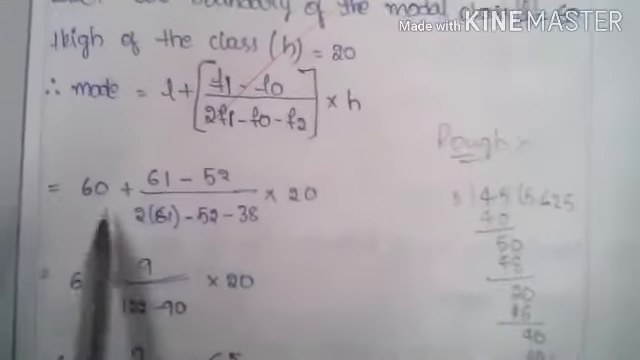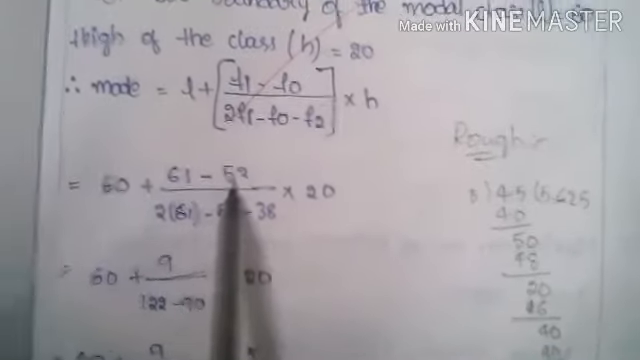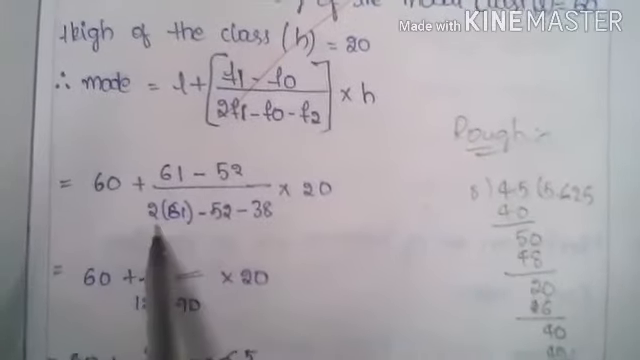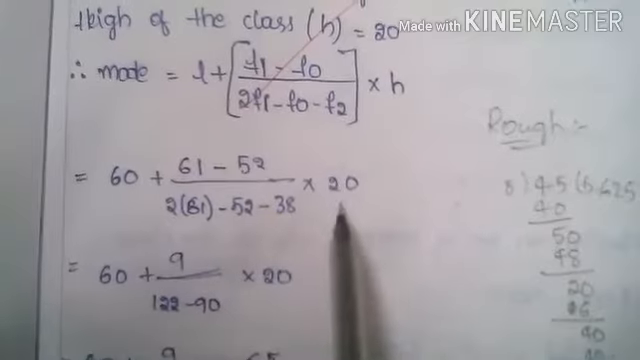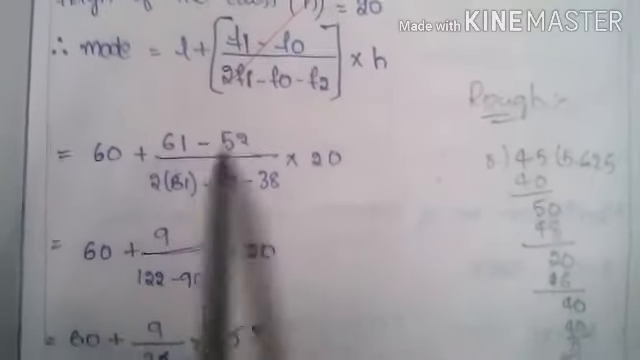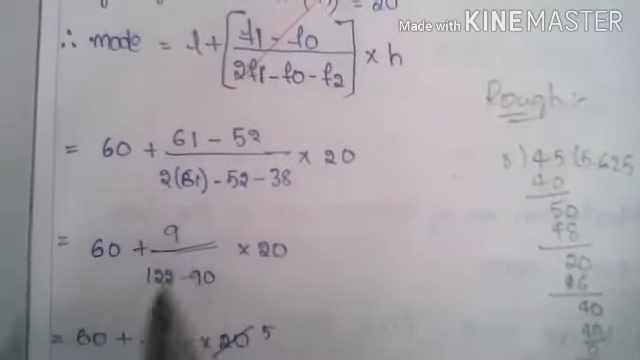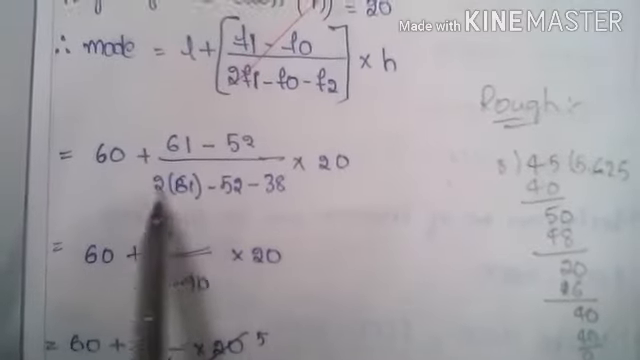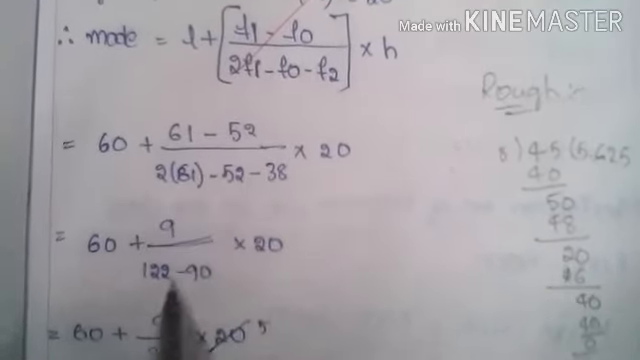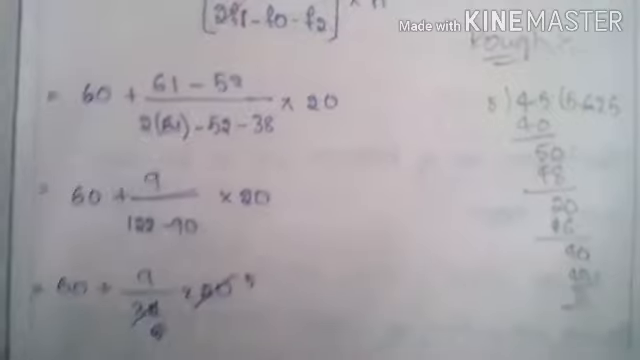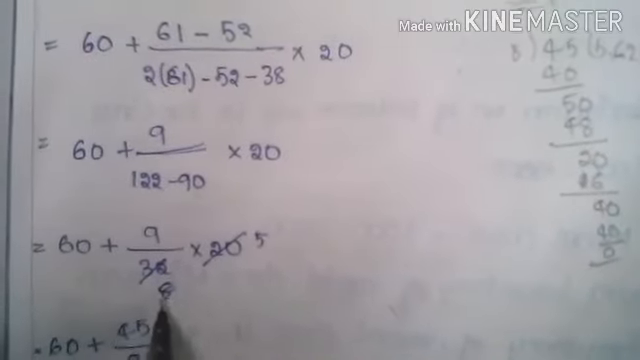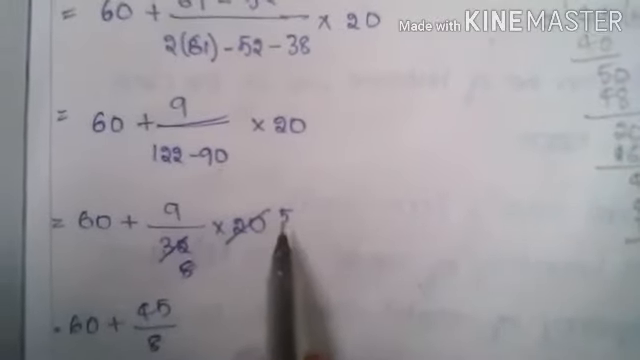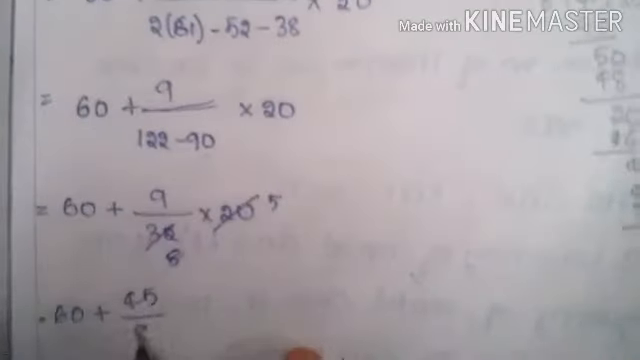So now substituting the values. 60 plus (61 minus 52) by (2 into 61 minus 52 minus 38) into 20. So 61 minus 52, I'll get 9. 2 into 61, 122. 122 minus 90 minus... I'll get 32. So 4 times cancels 8 times, 4 times cancels 5 times. 9 5s are 45 by 8.